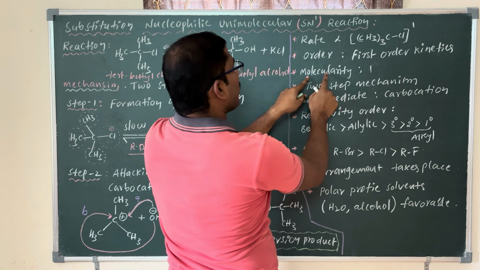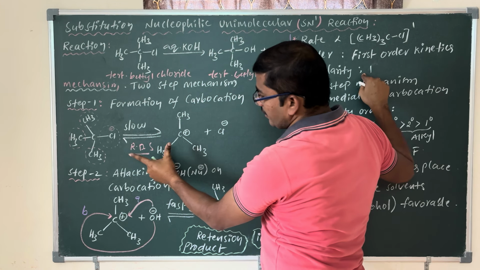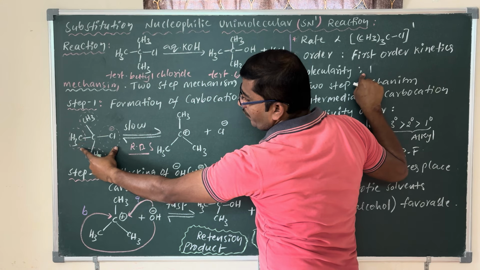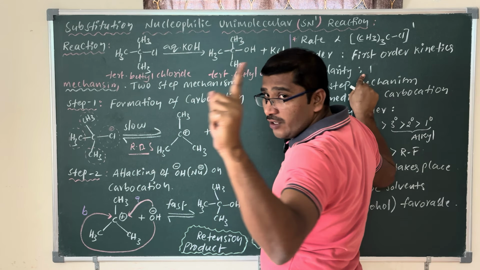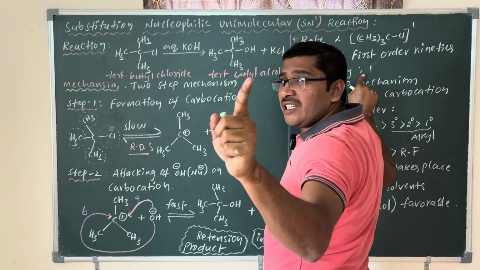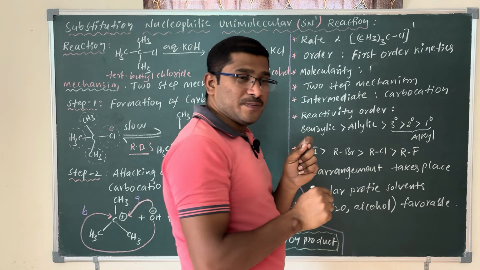Now molecularity is 1. Why is molecularity 1? In the slow step, how many molecules are involved? Only one molecule is involved. In the rate determining step, how many molecules are involved? Only one molecule is involved. Hence it will be considered as a unimolecular reaction.